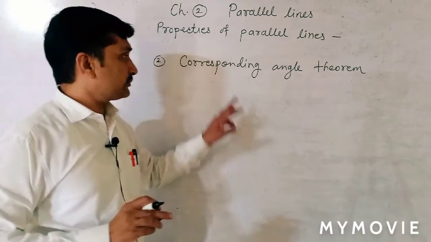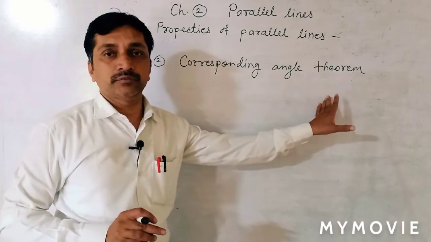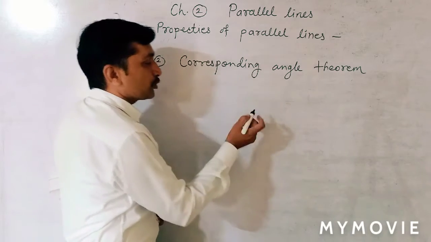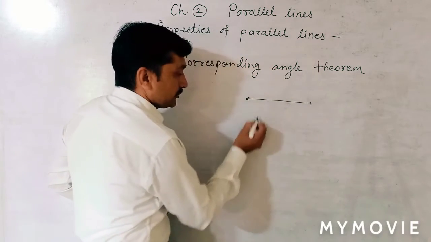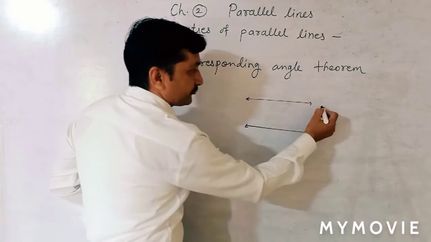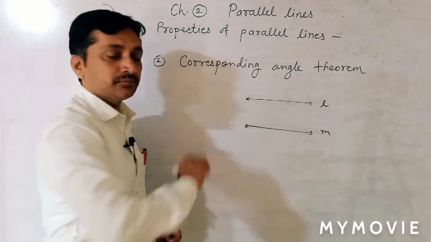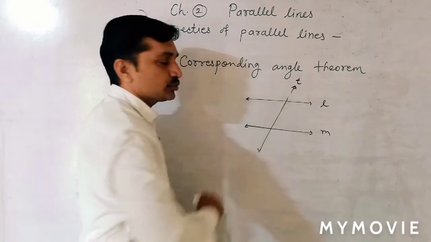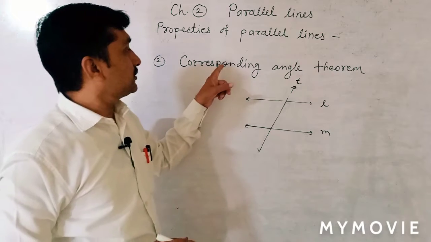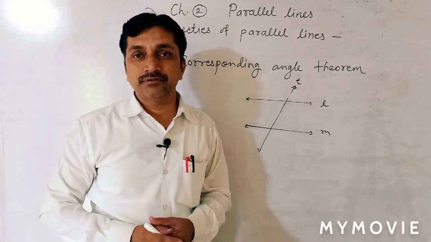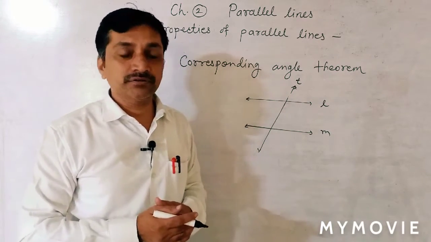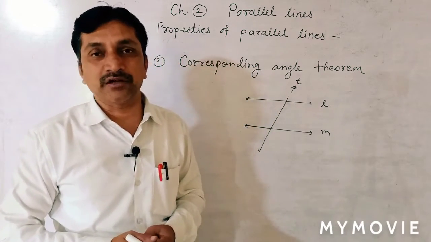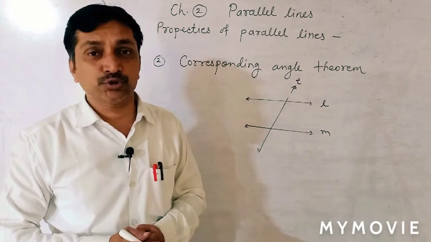After the interior angle theorem, the second is the corresponding angle theorem. That is also a property of parallel lines. What is the property about corresponding angles? Here also two lines are parallel. If two lines, L and M, are parallel, and a transversal T is intersecting them, then the property is that corresponding angles are congruent. A total of 4 pairs of corresponding angles are formed when a transversal intersects two parallel lines.